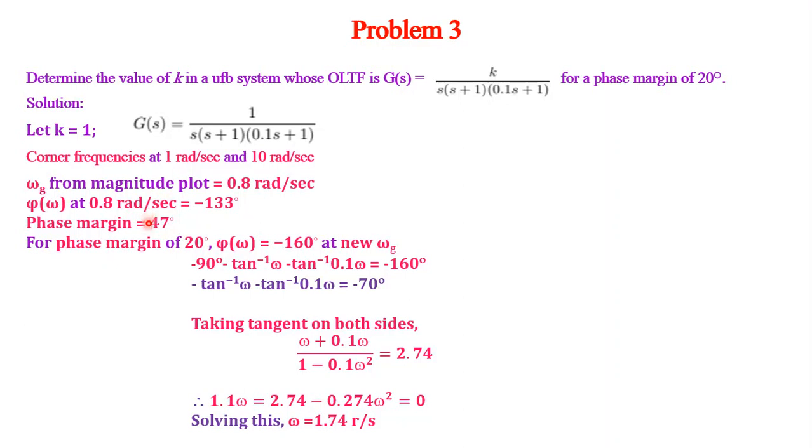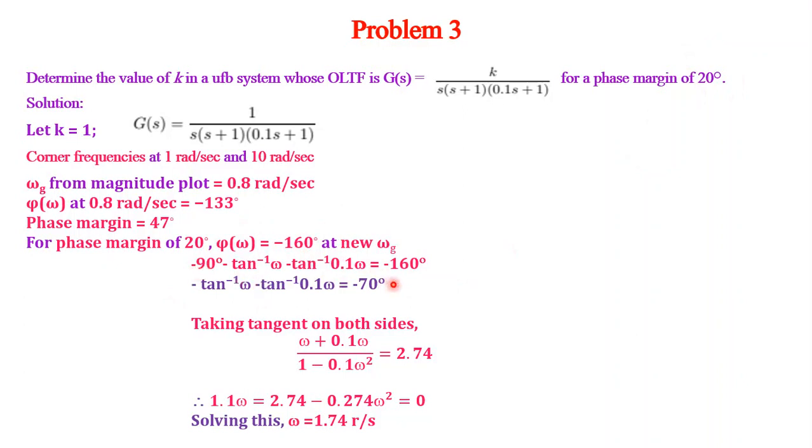So I am getting a phase margin of 47 degrees if I take the gain crossover frequency as 0.8 radian per second. But I should get a phase margin of 20 degrees. Therefore, at the new gain crossover frequency, I have to get minus 160 degrees. This can be done by the phase angle plot. Instead, I am equating the phase angle expression to minus 160.